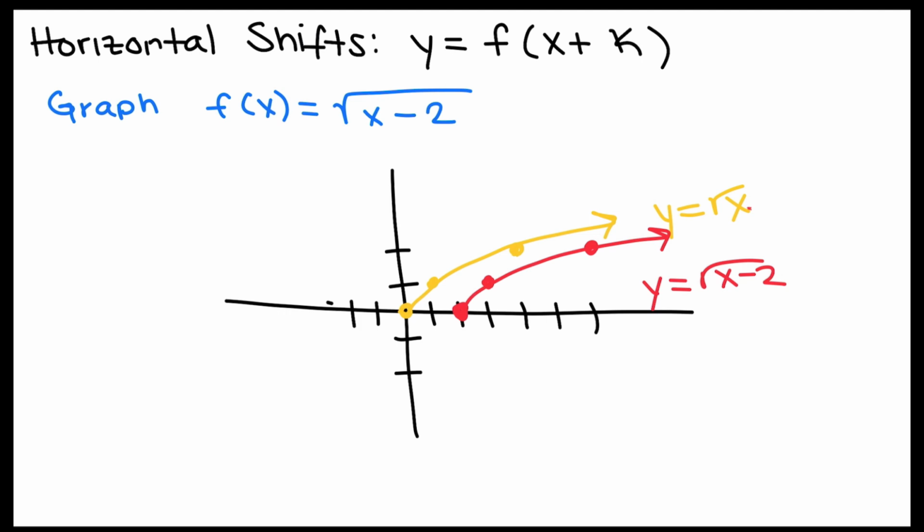Okay, so vertical shifts are output transformations. They impact the y values. Your plus a constant is occurring outside of the function. Horizontal shifts are input transformations. They're impacting x values. That plus a constant is going to occur inside the function, and you're going to do the opposite of what it says. All right, so that is shifting graphs.